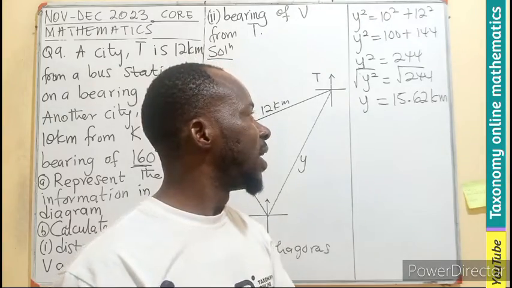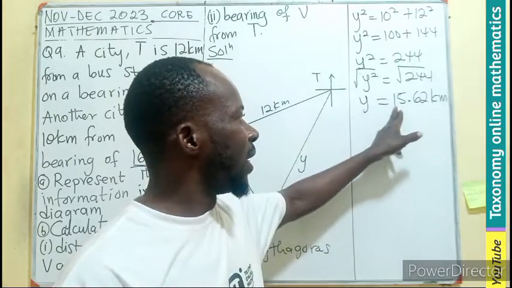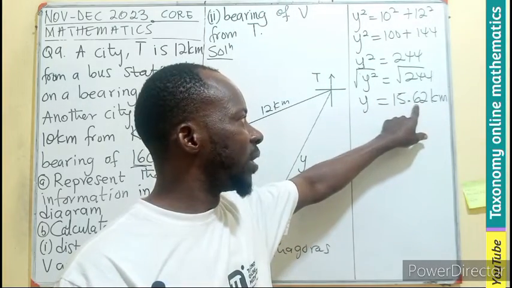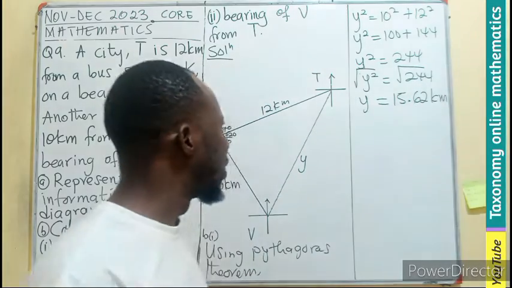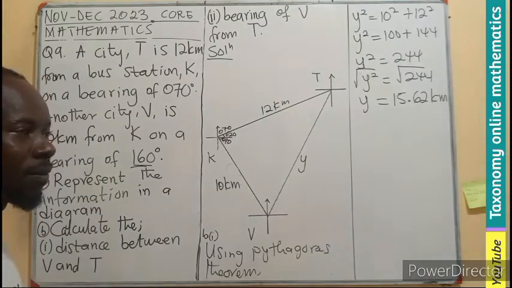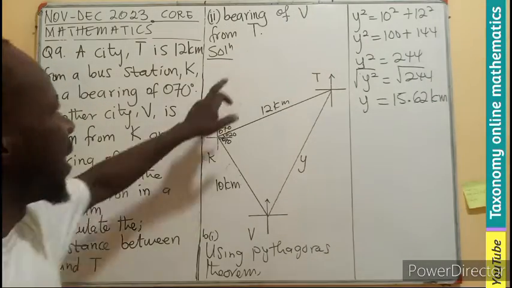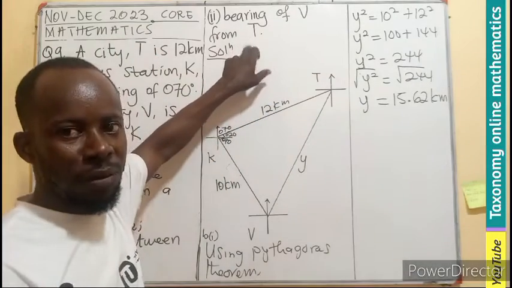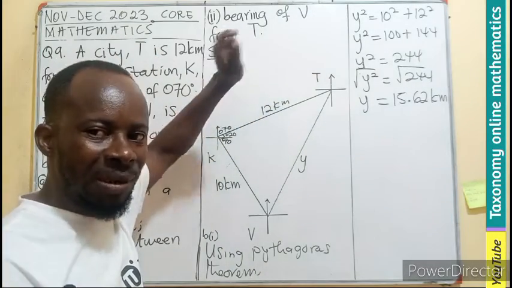If we are to write it to the nearest whole number, it will be 16. To one decimal place, 15.6, but we are leaving it in two decimal places because the question did not tell. So the next thing to find is the bearing of V from T, meaning T is the starting point.